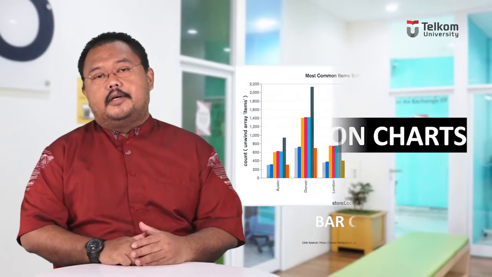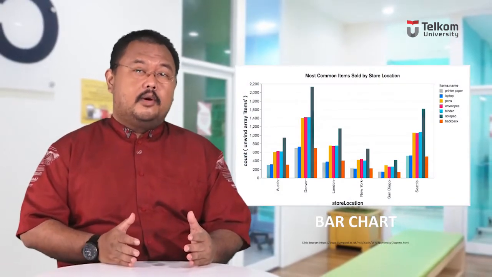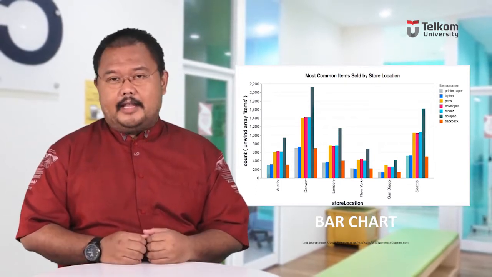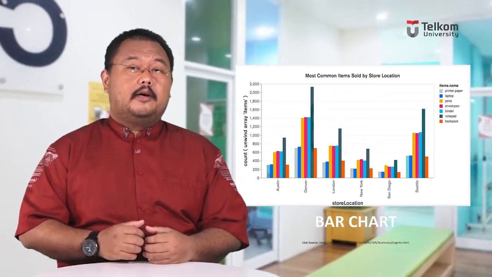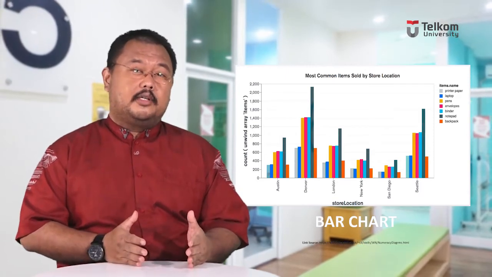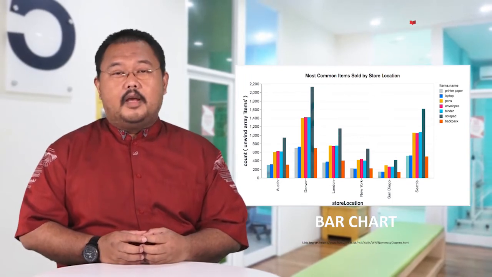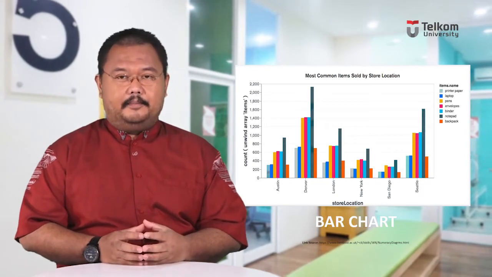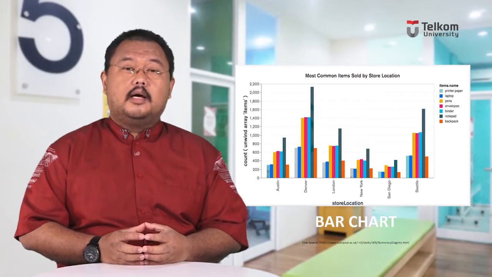Number 1. A bar chart. It is a chart with rectangular bars with length proportional to the values that they represent. It presents categorical data with rectangular bars with heights or lengths proportional to the values that they represent. The bars can be plotted vertically or horizontally. A vertical bar chart is sometimes called a column chart.